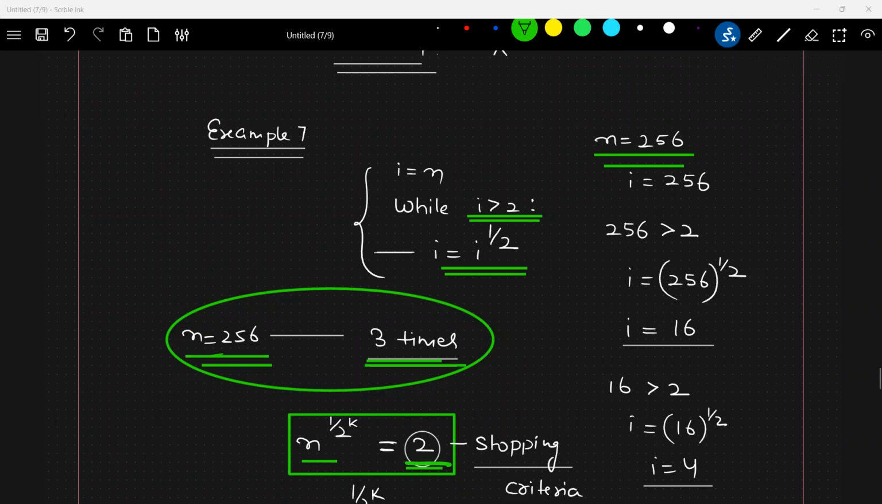Oh, so can you take one example where we have used this before, while I is greater than 1 and we subtract I equals to I minus 3?